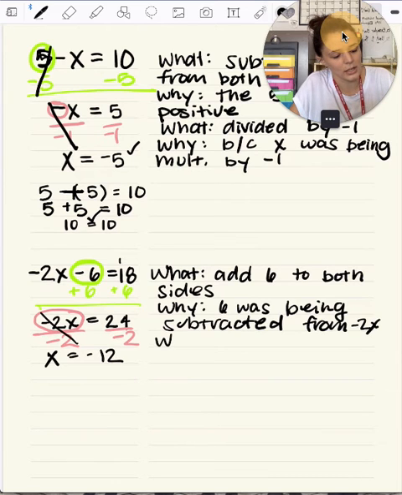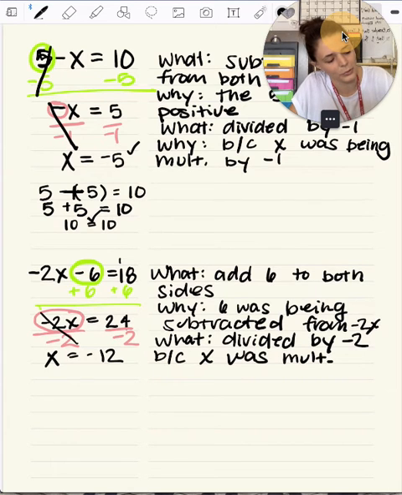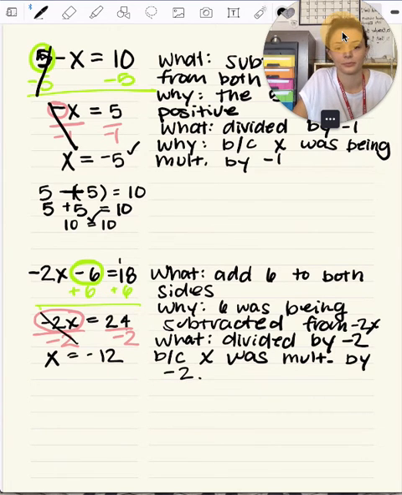So what did I do? I divided by -2, and I did that because x was multiplied by -2. All right, we're going to do one last example together, and then you're going to do a couple practice problems on your own.